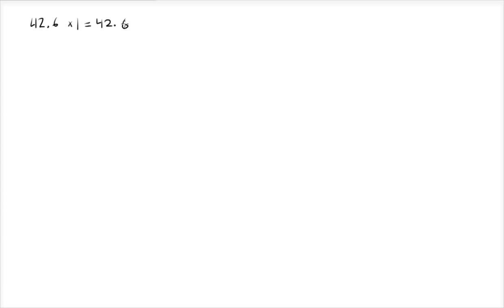You can say, what's 42.6 times 1 times 1 times 1 times 1? Guess what? It's still 42.6. The second thing is that anything divided by itself is equal to 1. So we know that 3 is equal to 3. So that means that 3 divided by 3 must be 1. Really simple, right? Just like 16 divided by 16 must be 1.